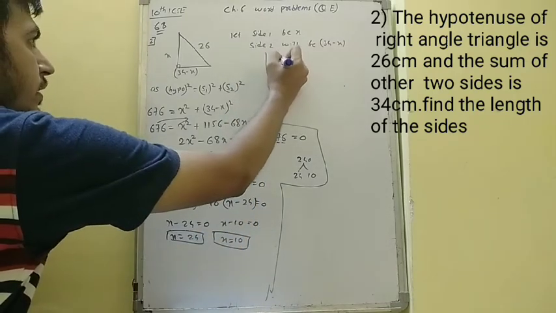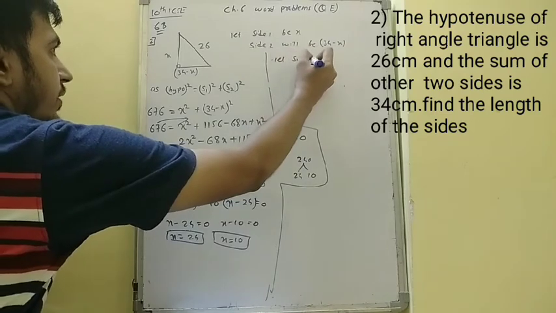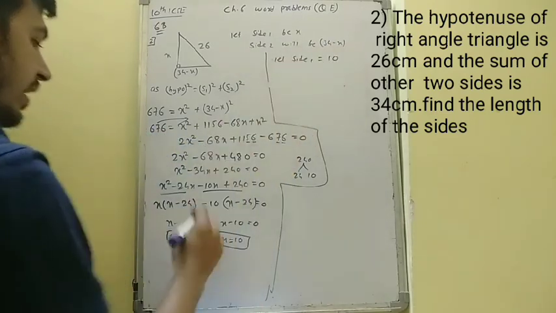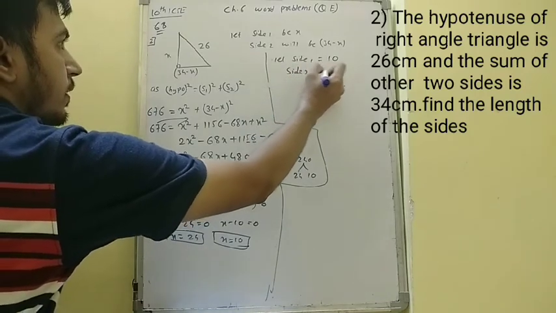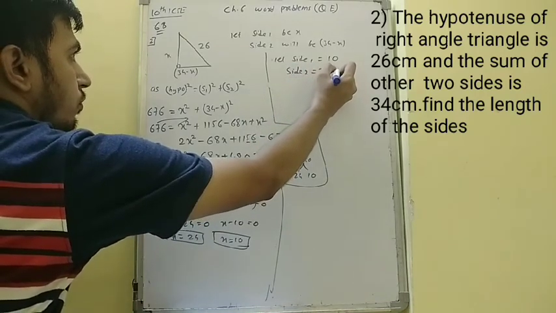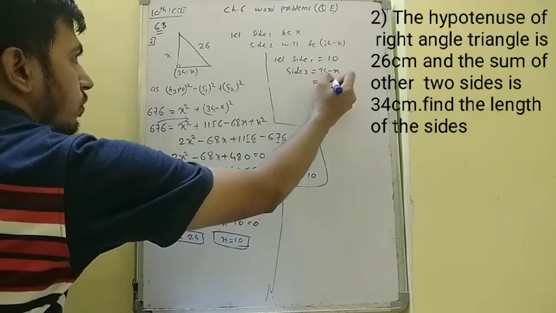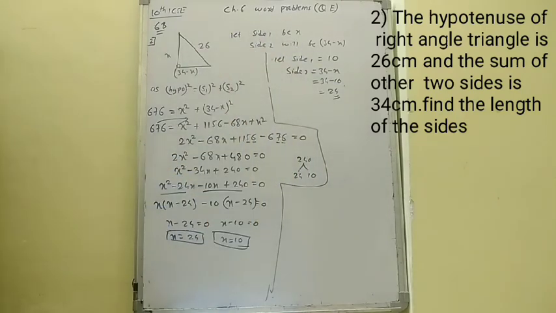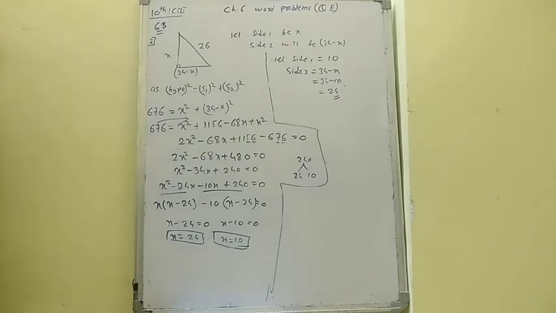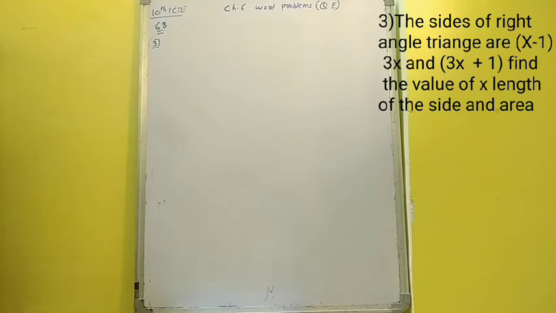Let side 1 is equal to 10. Okay, I am taking 10. Therefore, side 2 will be 34 minus x, that is 34 minus 10, that is 24. Okay, so this was the second one. Okay, now we'll move to the next question.